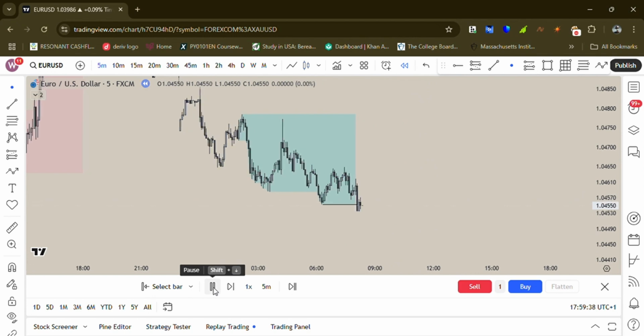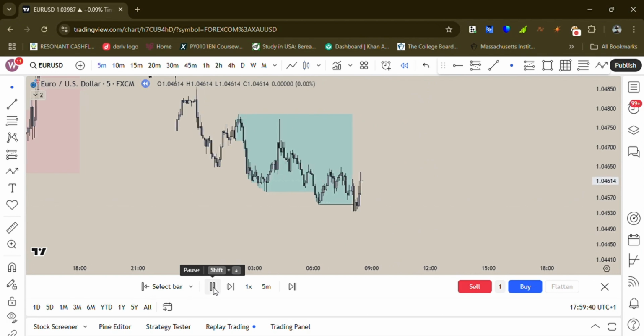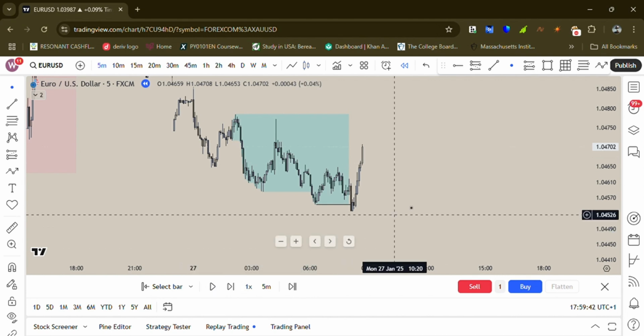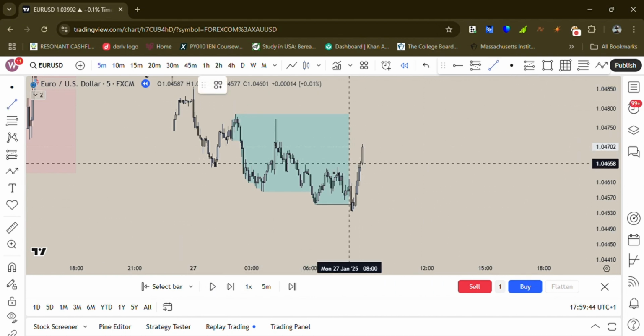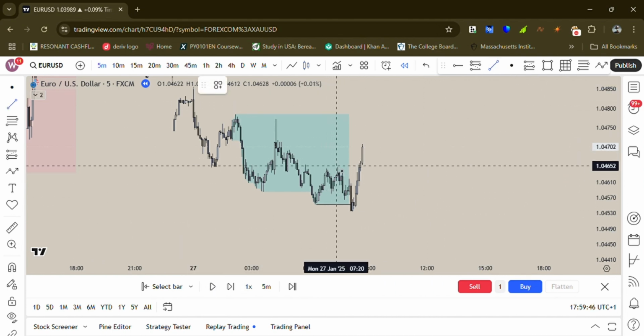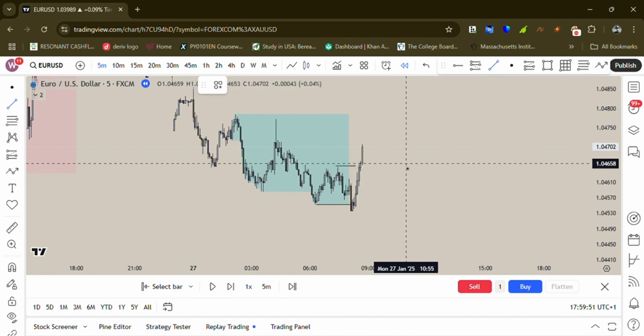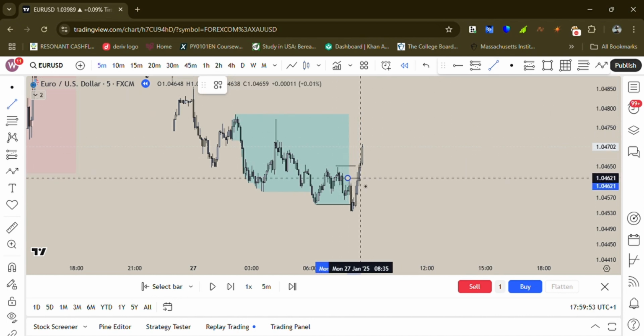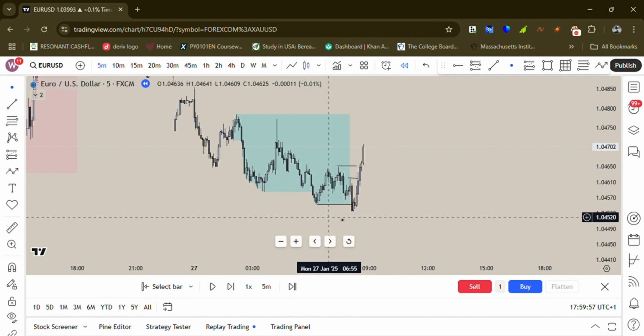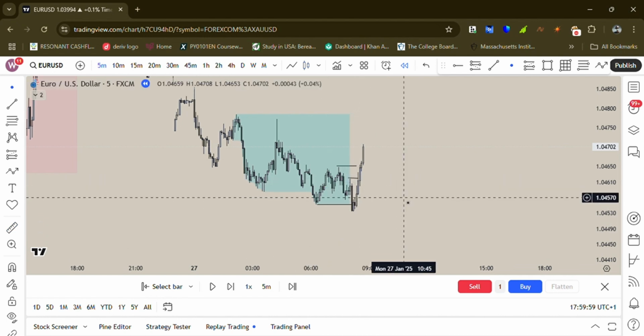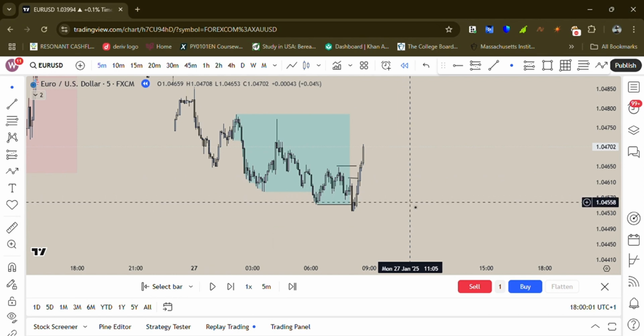A break, so yeah, we've gotten a break. In fact, a massive break of structure that broke this high and this high. So for sure, we are seeing that this intends to continue buying.